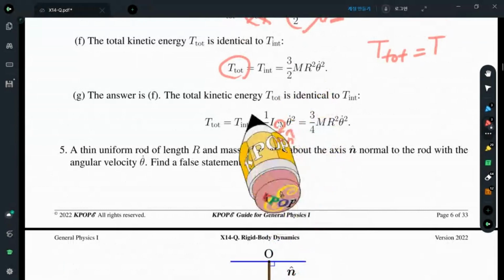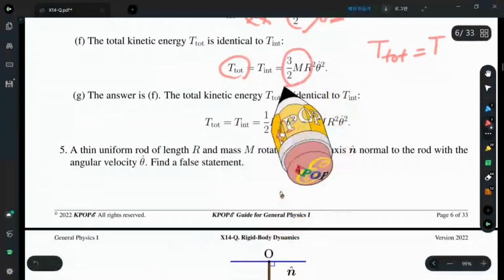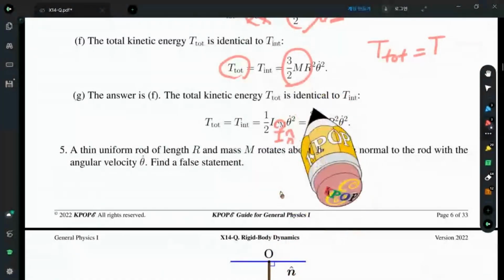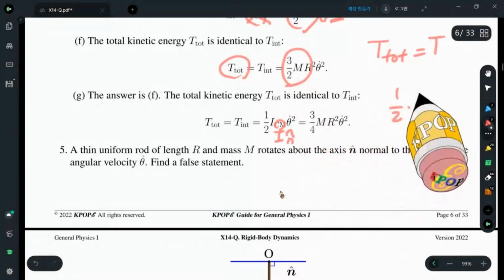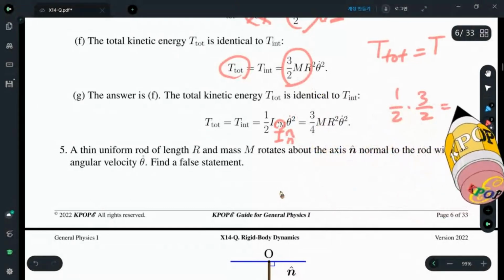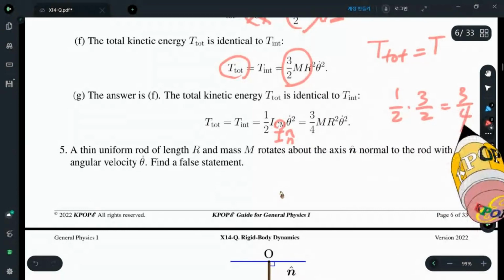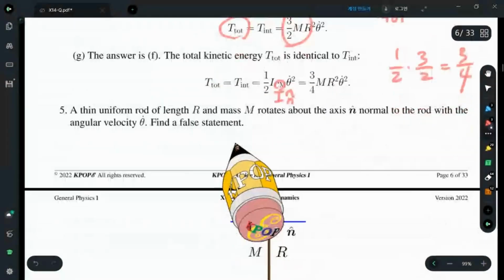So the answer is 1/2, and then I here. So 1/2 times 3/2, that is 3/4.